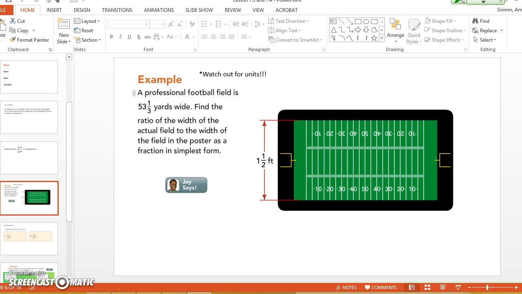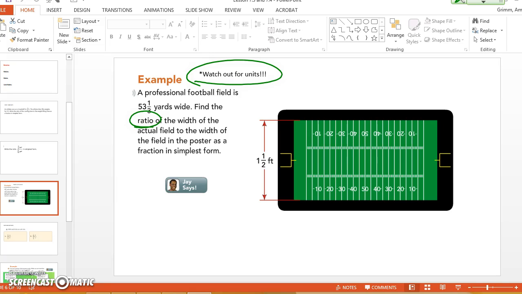Professional football field is 53 1/3 yards wide. Find the ratio of the width of the actual field to the width of the field in the poster as a fraction in simplest form. So I gave you a huge hint on this one, that this one is a ratio. So what do you have to do? Same units, okay? If it were a rate, you wouldn't have to. Does that make sense? So ratio, same units, rate, you don't have to.